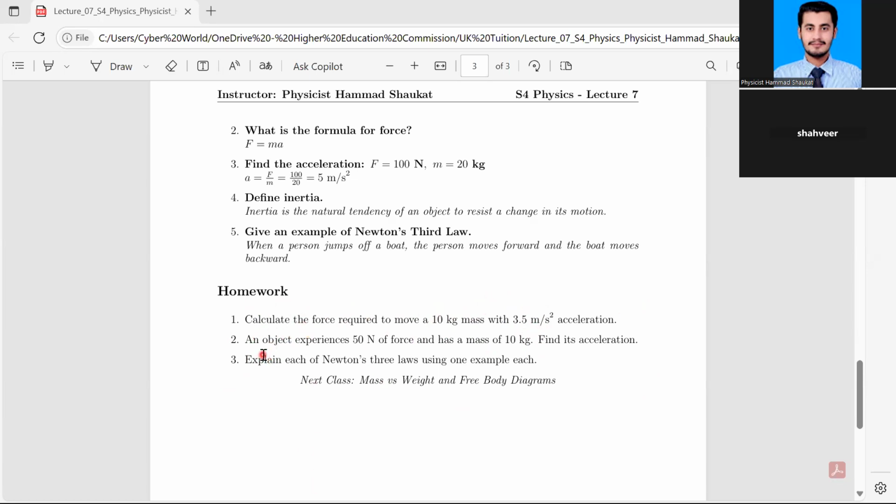And in the second problem, an object experiences 50 newtons of force. So the force is given, which is 50 newtons, and the mass of the object is also given, which is 10 kilograms. You have to find the acceleration. And you know acceleration equals F divided by M. So 50 divided by 10, you will get your answer. And in the last, you have to explain each of Newton's three laws of motion with one example each.